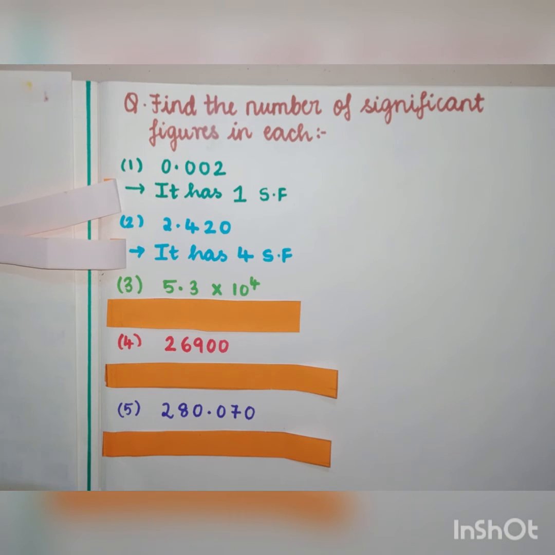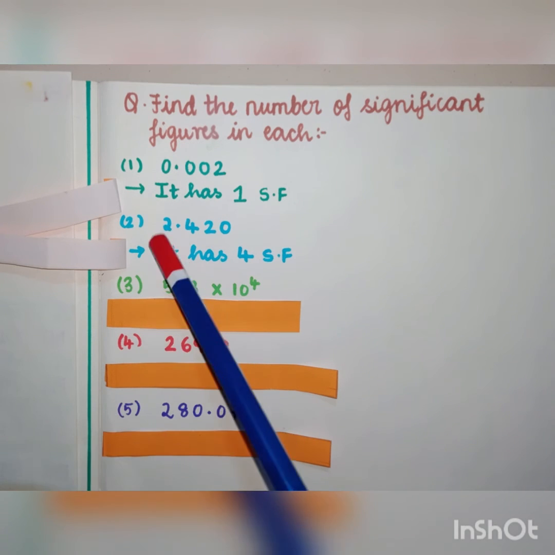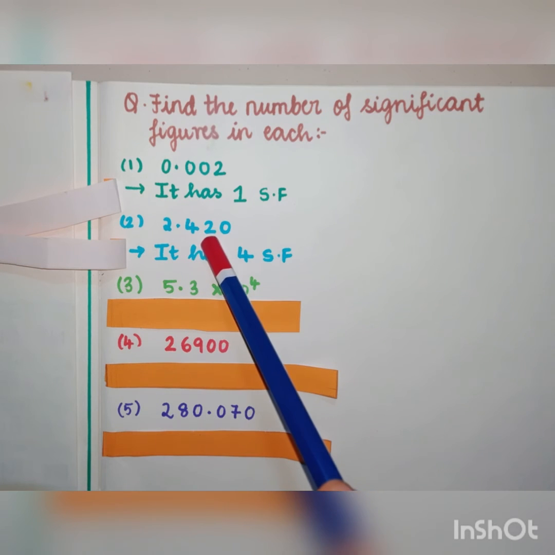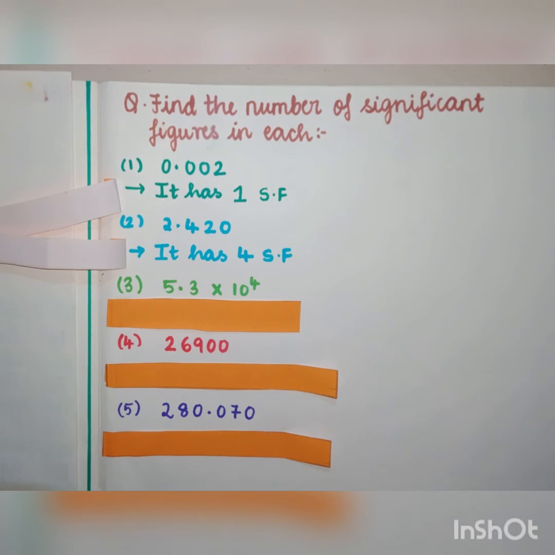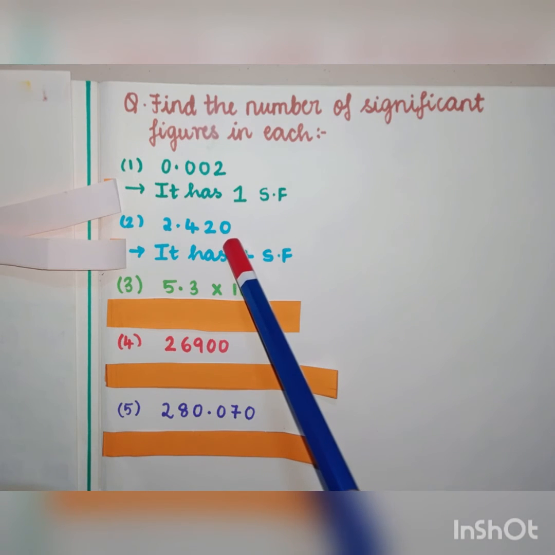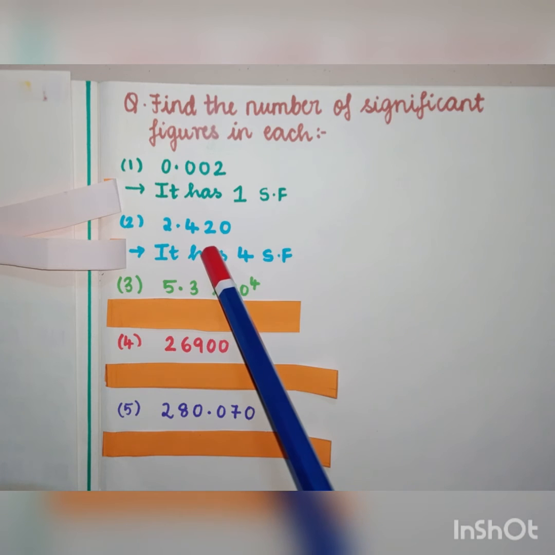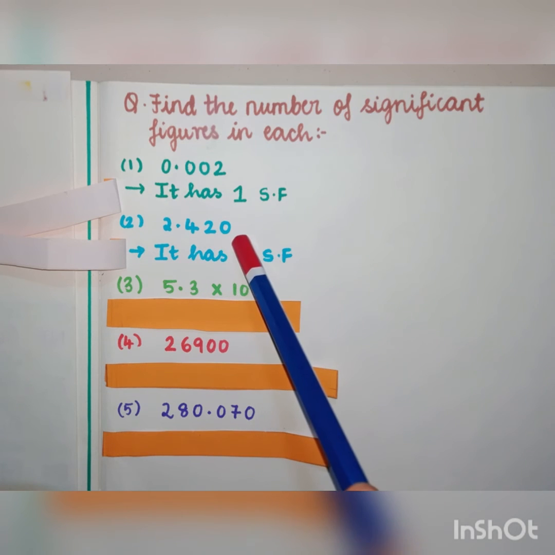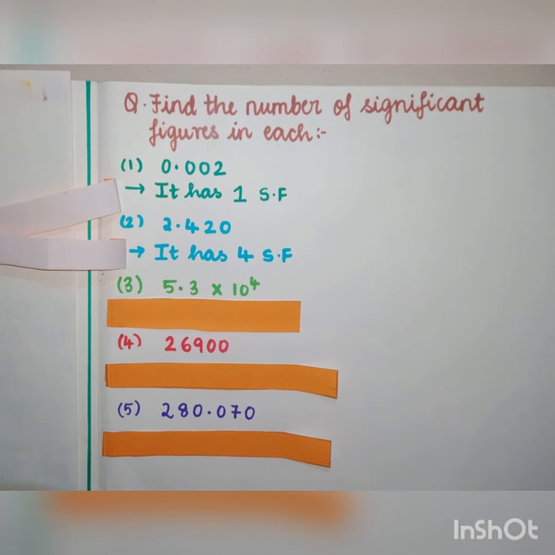As we learnt in our first rule, since 2, 4 and 2 are non-zero digits, therefore they are considered significant. And as we learnt in rule number 5, since this 0 is at the end of a number and since there is a decimal point, it is considered a trailing 0, and trailing zeros in numbers with a decimal point are significant, therefore all the 4 digits will be counted as significant figures.